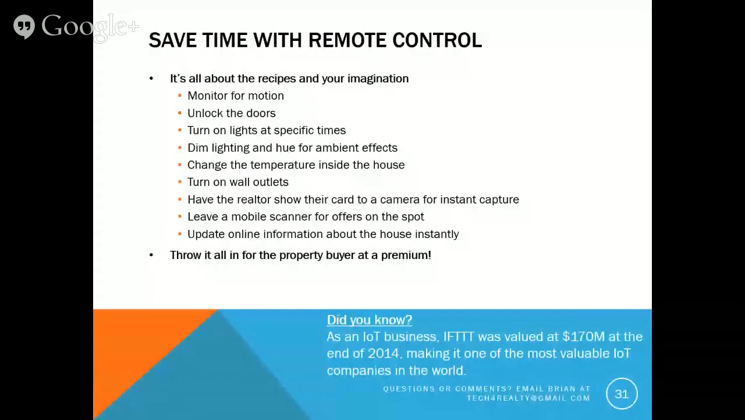And again, it's all about the recipes that are available on IFTTT, the channels, and your imagination. I mean, really, you can do a ton of stuff. You can unlock doors, you can turn on lights at specific times, you can monitor for motion. You can set all these things up. You can have what they call a smart home for less than a quarter of the cost. You can even have realtors, like I have this example here, show their card to a camera for instant capture. Hey, when you get there, put your card up in front of this camera, and I'm going to take a snapshot of it, so I have your information. You don't even have to send it to me. I know who you are already. You can have a scanner there right on the spot, so that if they want to make an offer right then and there, scan it to me.